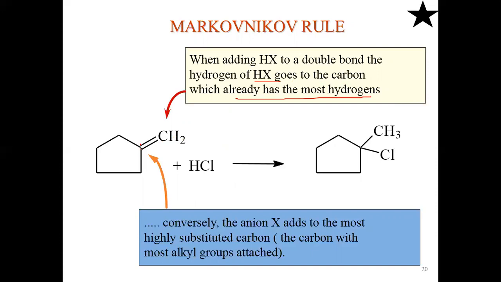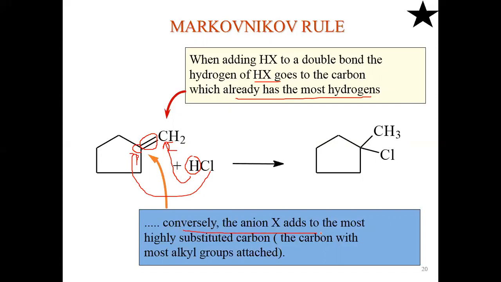So for example here, this is your double bond. So this is C1, C2. This is the most important part between the carbons. So for your C1, there's no hydrogen attached directly to your carbon 1, whereas for your carbon 2, you have 2 hydrogens there. So the hydrogen will go look for the carbon with more hydrogen. So this hydrogen will go to your carbon 2, because carbon 2 has 2 hydrogens and carbon 1 has no hydrogen at all. So your Cl will go to your carbon 1.